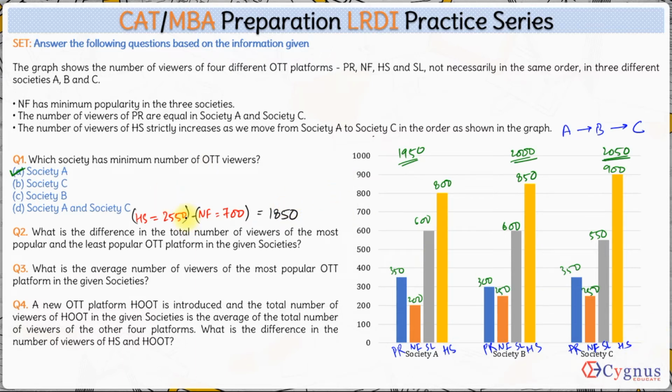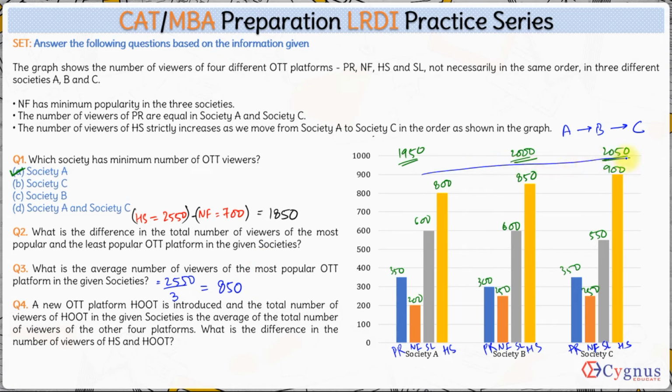Now coming to the third question, we have to figure out the average number of viewers of the most popular OTT platform in the given societies. Now the most popular platform is obviously HS, and we have to calculate the average of 800, 850 and 900. Now either you can simply add them, which is 2550, and to calculate the average you divide this by 3. So 2550 divided by 3 is 850. Okay, so the answer should be 850.